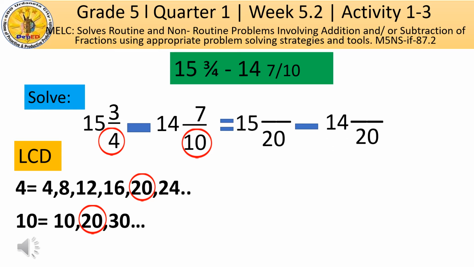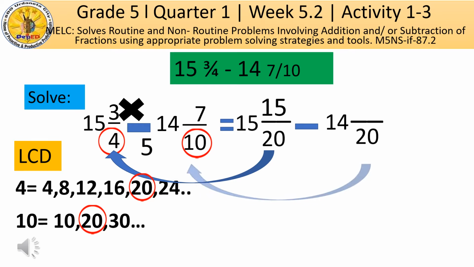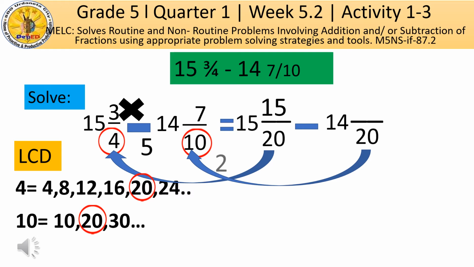Then let us now divide. 20 divided by 4 is 5. Then 5 times 3 is 15, and place it in the numerator of the minuend. Then 20 divided by 10 is 2. Then 2 times 7 is 14, and place it in the numerator of the subtrahend.